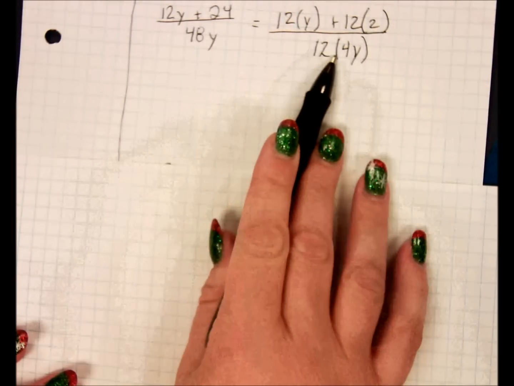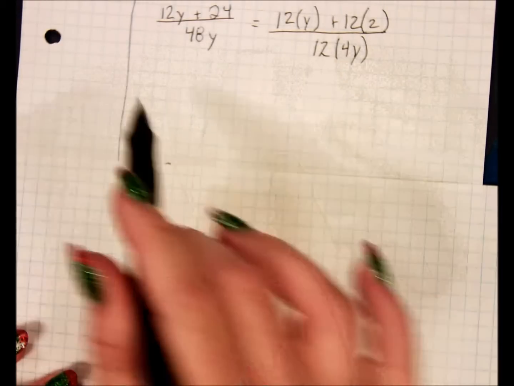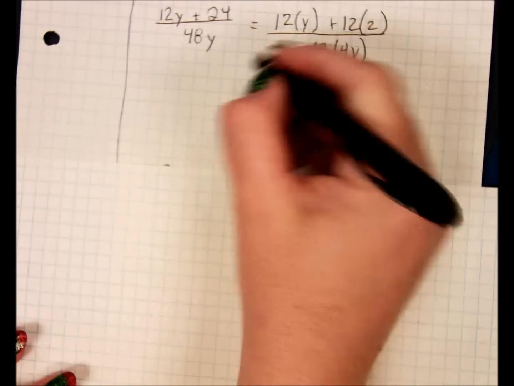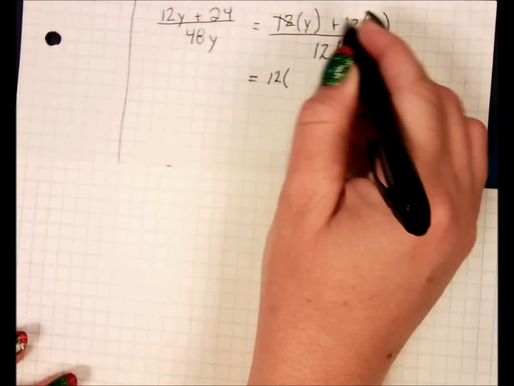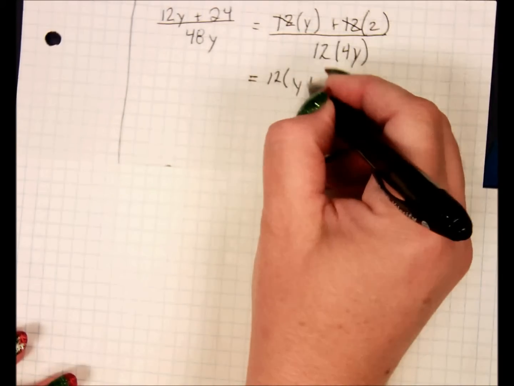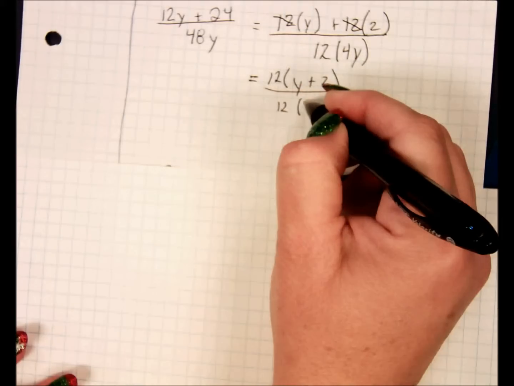Because 4 times 12 would be 48, and then the y. So now you can see every term has 12. When I go to do this, though, I'm going to take the 12 out of the top. And what's left is y plus 2 and 12 times 4y.